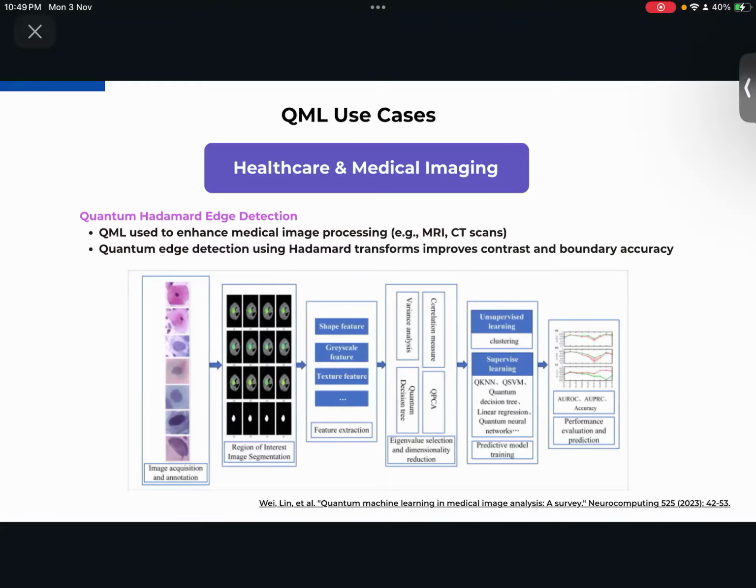There are several use cases which I found interesting for quantum machine learning. One of them is in healthcare and medical imaging. One of the recently developed algorithms, I guess in late 2024, is called the quantum Hadamard edge detection. Here you compute the gradient of the normal edge detection algorithm with only O(1) complexity instead of O(N).